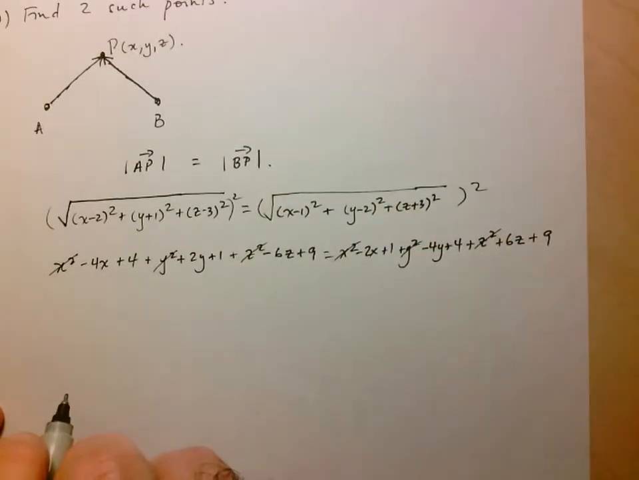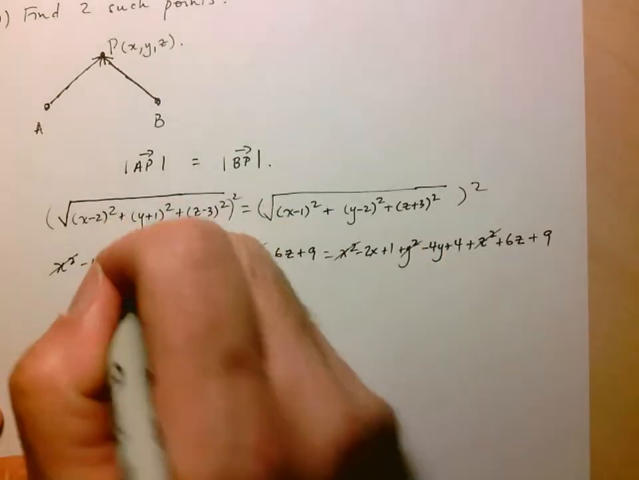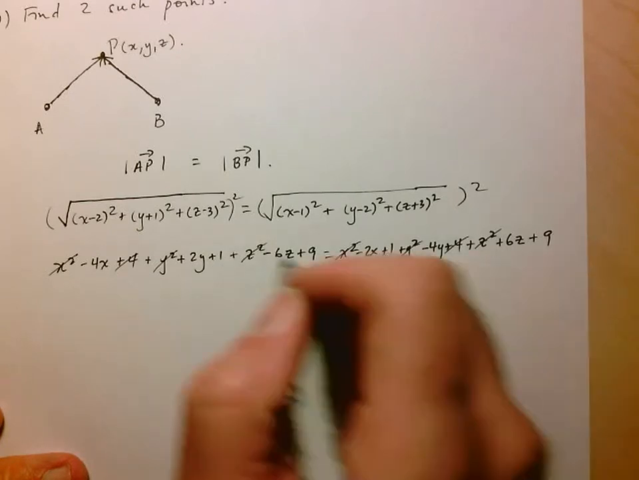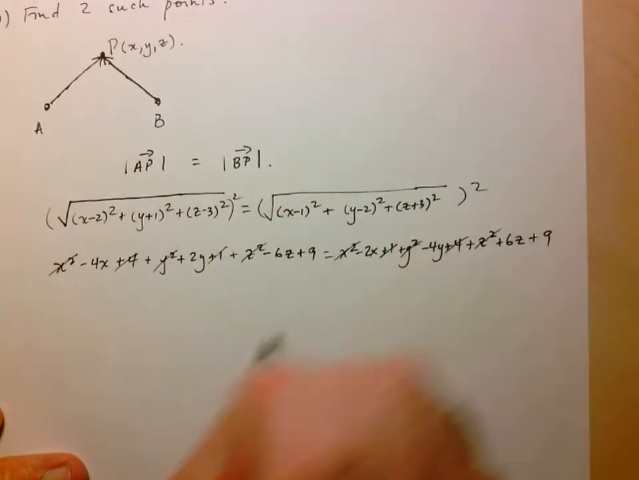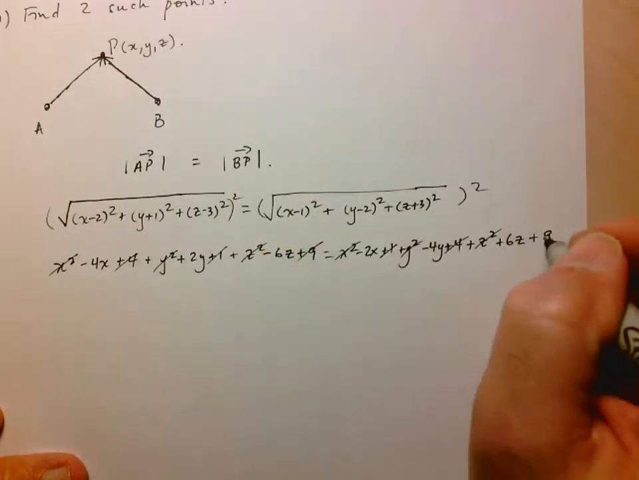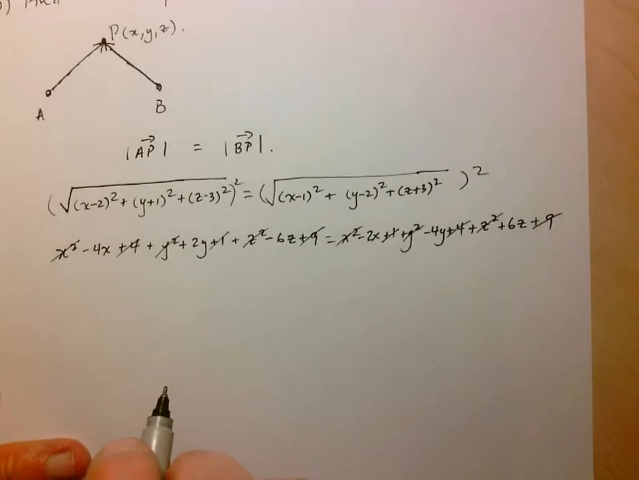Okay, and in fact I see something very nice, because I have a plus 4 and a plus 4. So subtract that out from both sides. I've got a plus 1 and a plus 1. Subtract that out from both sides. Okay, I've got a plus 9 and a plus 9. Subtract that out from both sides. So what we're left with now are just x, y, and z terms.